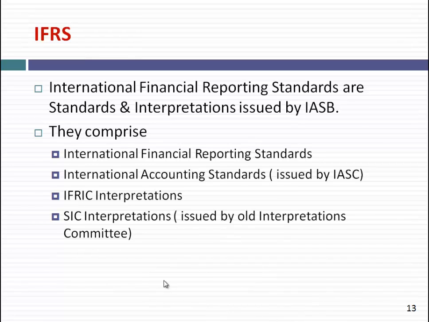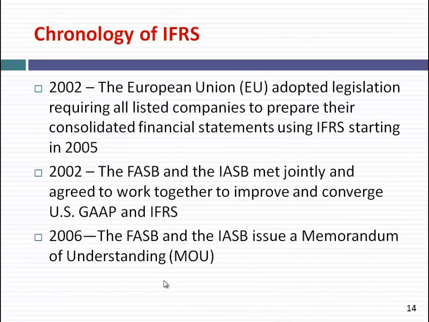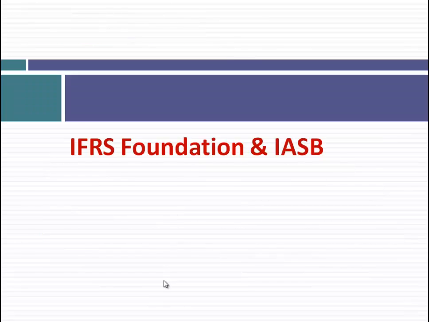So now if anybody says IFRS, they include International Financial Reporting Standards issued by IASB from 2001, International Accounting Standards issued by IASC still in existence, new interpretations issued after 2001, and old interpretations issued by SIC. In 2002, the European Union adopted legislation requiring all listed companies to prepare their consolidated financial statements using IFRS starting from 2005. This was a major boost to all the efforts made by IASB and its previous body IASC. Also in 2002, the FASB and IASB met jointly and agreed to work together to improve and converge US GAAP and IFRS. For this purpose, they entered into a memorandum of understanding in 2006.